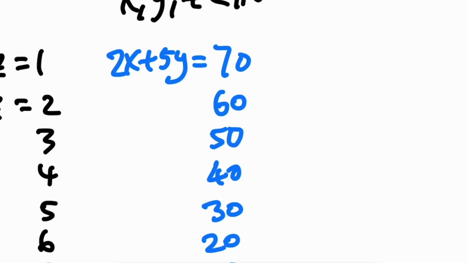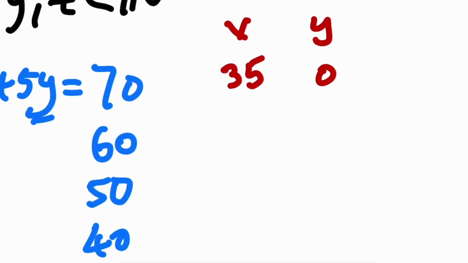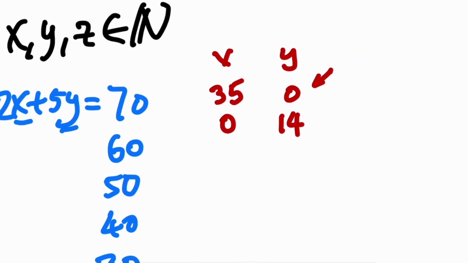And you can find just a simple solution here for X and Y. Just tell me a solution in your head. What is one integer solution for this pair? I will say X equals 35, Y equals 0. Or we could have X equals 0 and Y equals 14. And be careful here because 0 is actually not allowed.